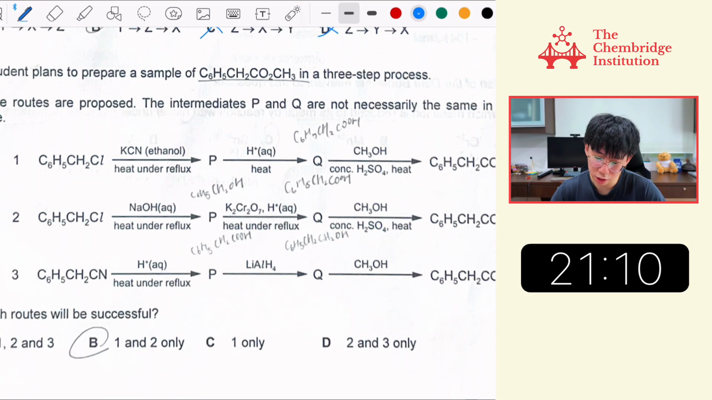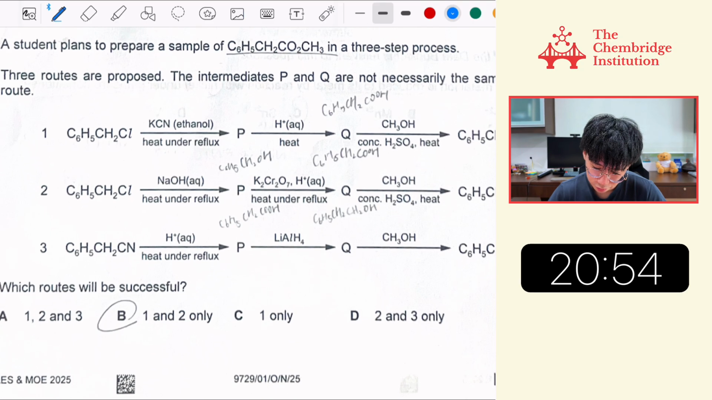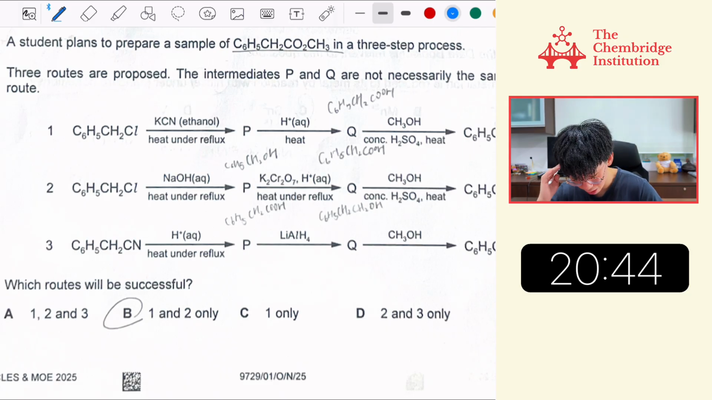Okay, next. A student plans to prepare a sample of C6H5CH2CO2CH3 in a 3-step process. 3 routes are proposed. The intermediates P and Q are not necessarily the same in each route. Oh no, this is such a long question. Okay, I've got like 20 minutes left. Sample of this, and then they ask which route would be successful. Oh man, I have to look at each of them.